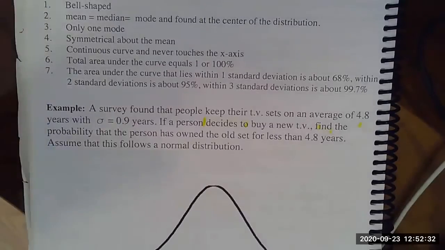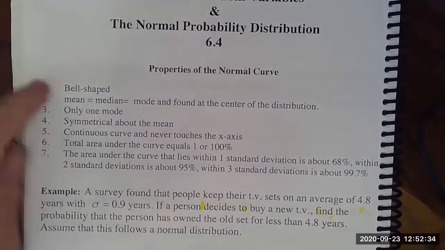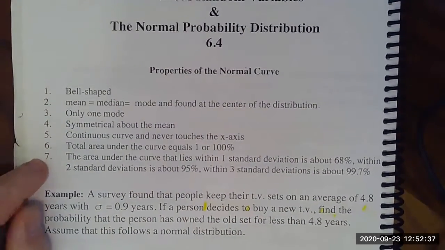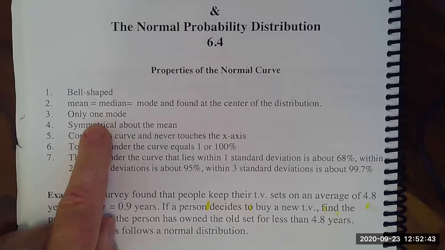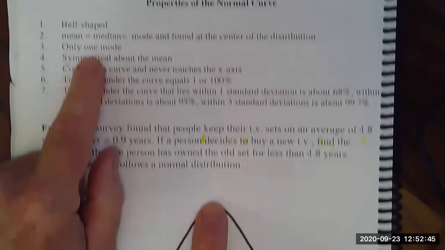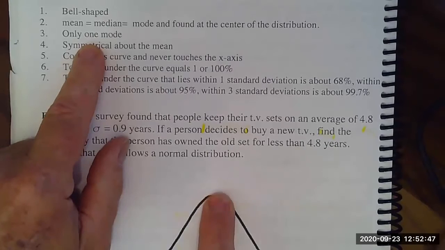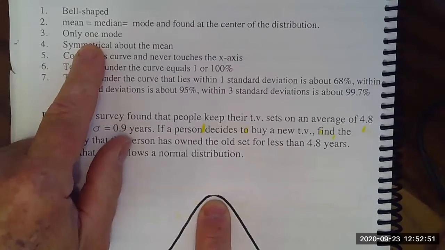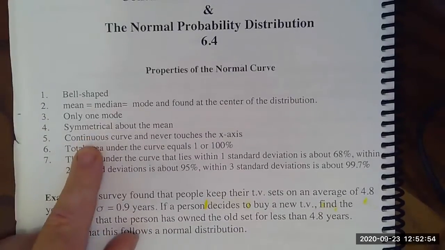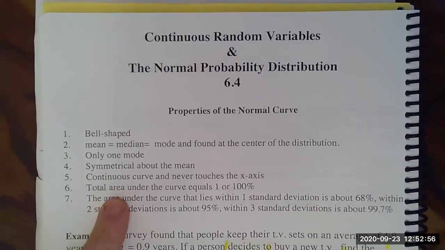Characteristics of the bell-shaped curve. I've listed 7 of them. Those are the pretty typical, the main 7. There is only one mode, and it's found right at the peak. Remember, the mode is the highest. It's the most frequently occurring. It's the middle as well. It's the median and the mean. Continuous area, and so on.